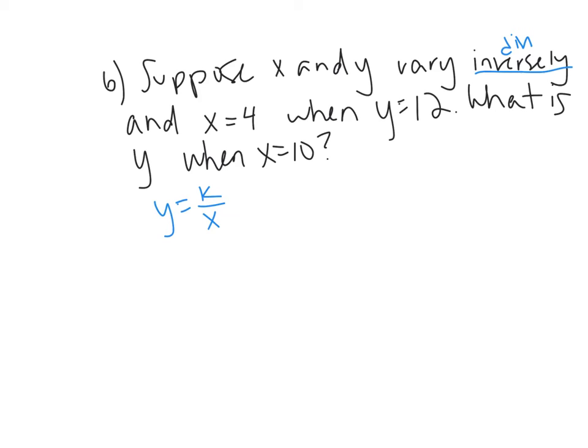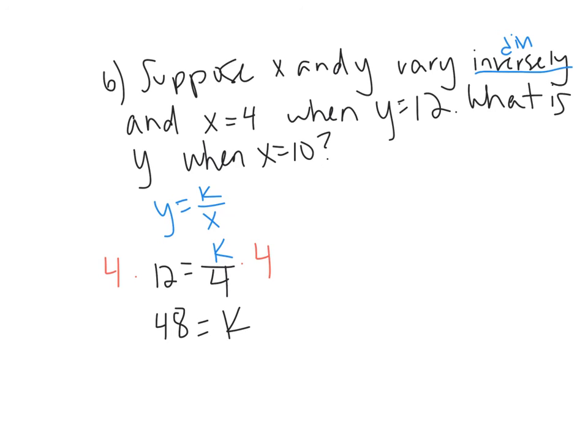So let's plug that in. When x equals 4, y equals 12. Well, let's use this to find what that constant k is. What number do I need to divide by 4 to get 12? So if we isolate and find this k, multiply both sides by 4, k here is going to equal 48. So my constant of variation, how I get from x to my y, is 48. Well, let's read the next sentence. What is y when x equals 10?